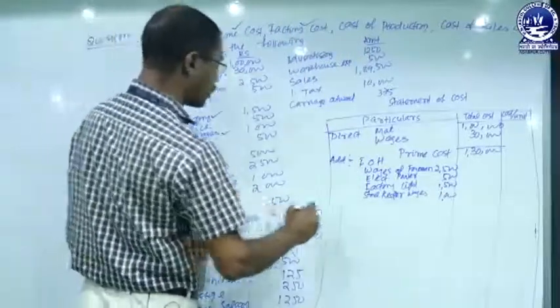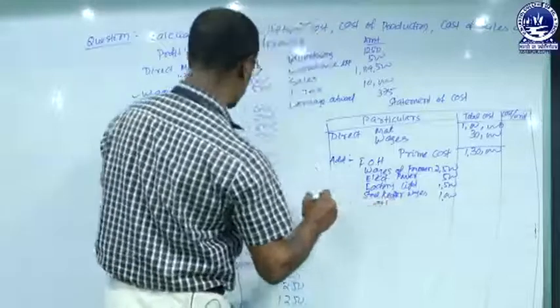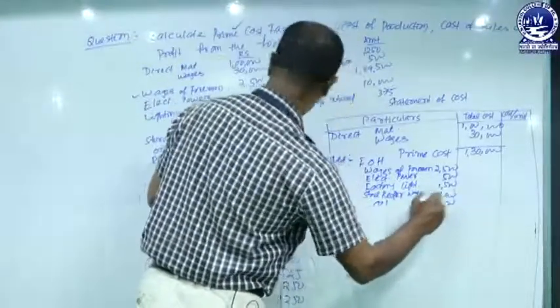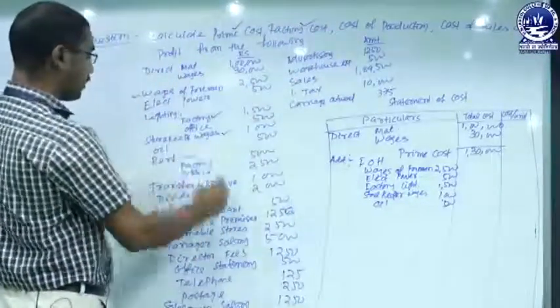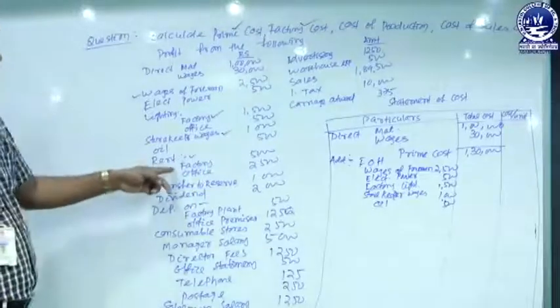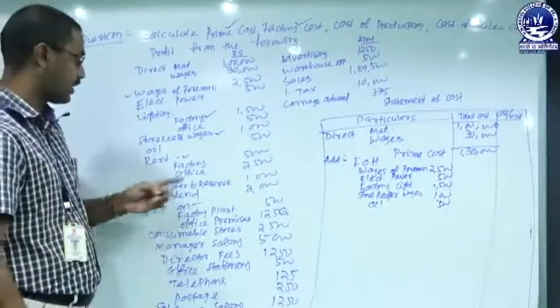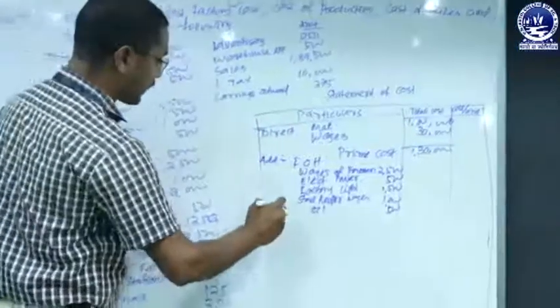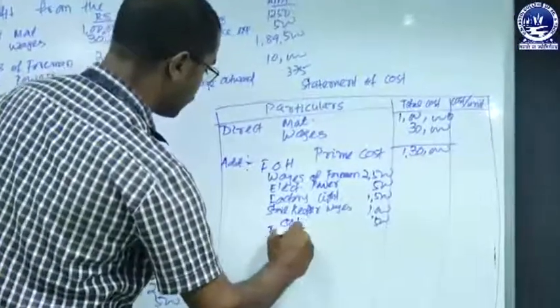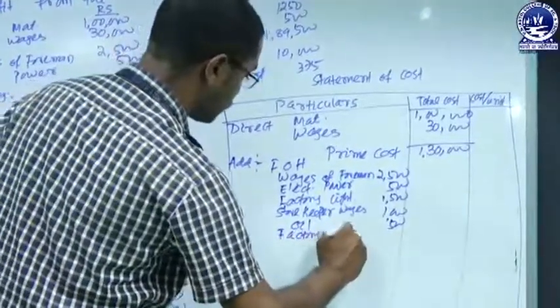Next is oil, also taken into consideration under factory overhead; the amount is 500. Then another head of expenses, that is rent. There is factory rent and another one, office rent. So we consider only factory rent. The amount is 5000.